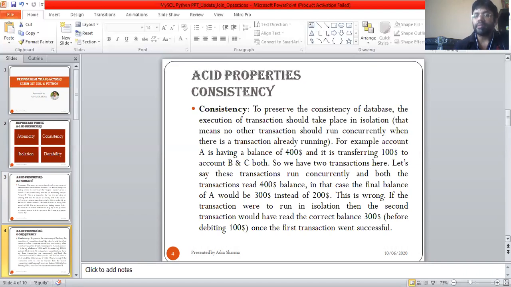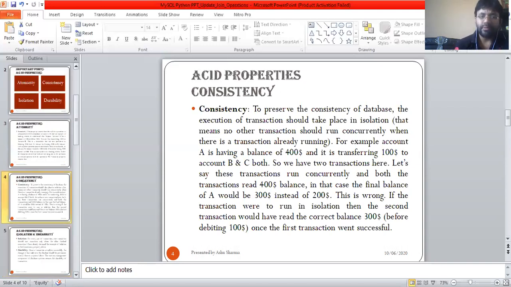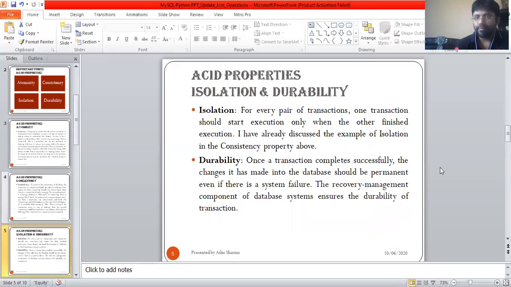Then only we can say that preservation of consistency of a database occurs. Now move to the next point, isolation. For every pair of transactions, one transaction should start execution only when the other finished execution.